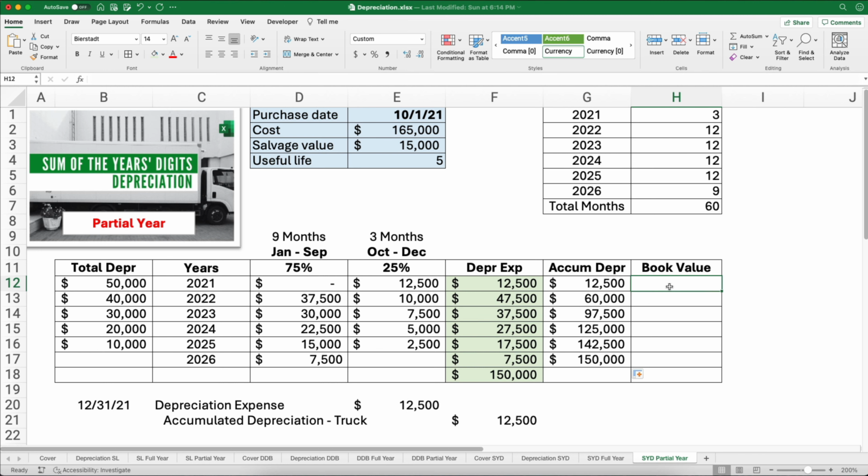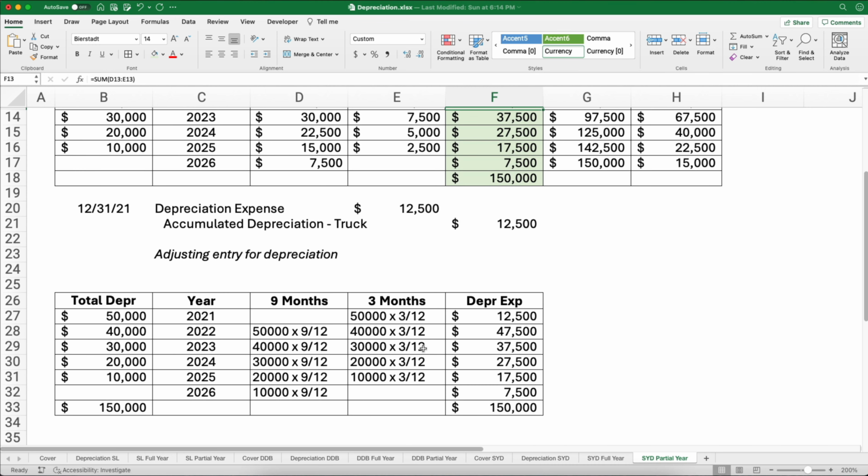And then the book value is going to be $165,000, and I want to make it absolute there, minus the accumulated depreciation. So the book value goes down to $15,000. So this is how you do it. Now, what is our depreciation entry for the first year? Well, it's depreciation expense, $12,500, and accumulated depreciation for the truck, $12,500. If it was for the second year, it'd be $47,500.